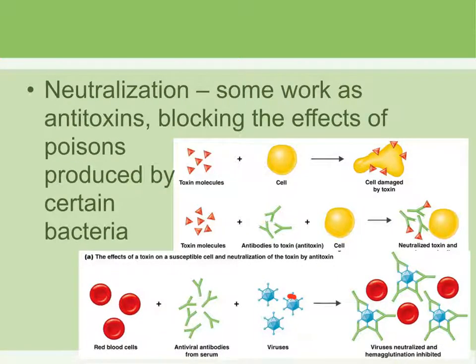Neutralization works specifically on bacteria. The way bacteria can be harmful to us is that they produce a chemical as a waste product, and that chemical can be poisonous to us. That's what we call a toxin, a poison. What the antibodies do is take that toxin and completely surround it or bind to it, so that it is no longer poisonous to us.